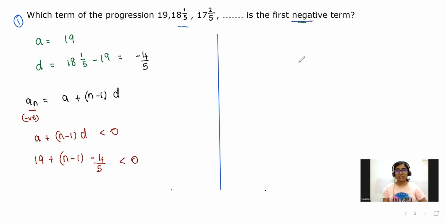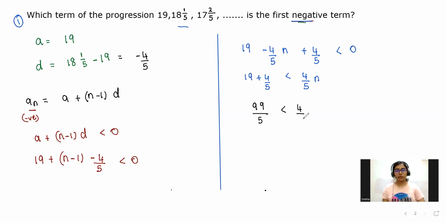So now we just have to transpose it and solve for the value of n. I'll continue it here. So 19 minus 4 by 5n plus 4 by 5 is less than 0. So we'll be getting 19 plus 4 by 5. I'll transpose it to the other side. I'll be getting plus 4 by 5n. Now try taking the LCM. That would be 95 plus 4, 99 by 5 is less than 4 by 5n. We could simply cancel the denominator here. So I need to find the value of n only. So n is greater than 99 by 4, transposing it to the other side.